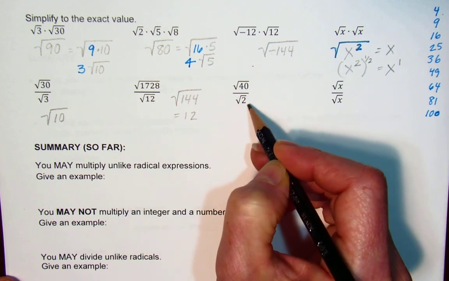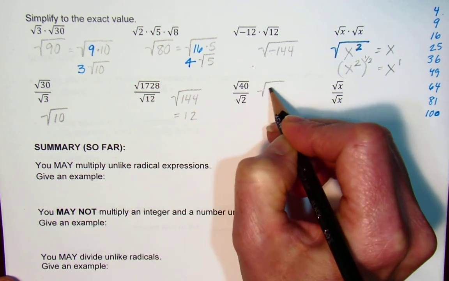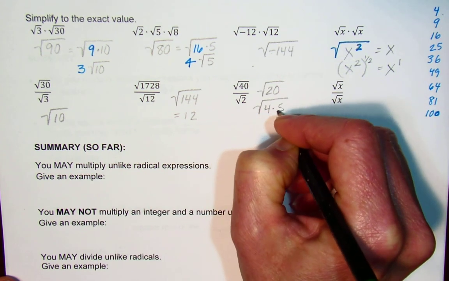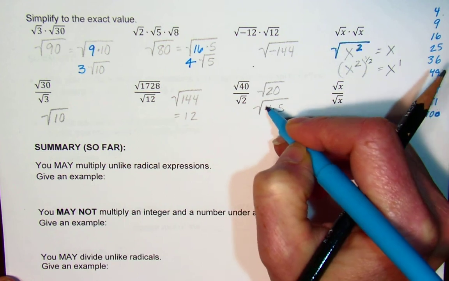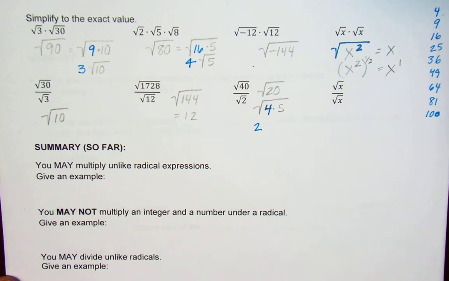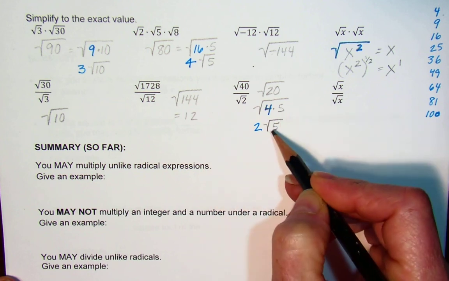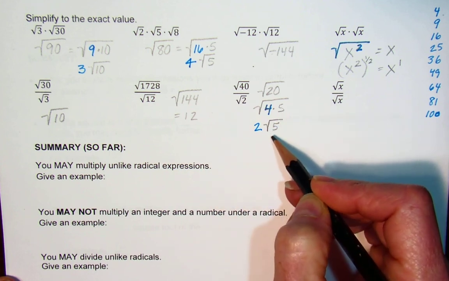The square root of 40 divided by the square root of 2 is the square root of 20. We recognize this as 4 times 5. Of course, 4 is the perfect square. The square root of 4 is 2. We still have root 5. We don't turn this into a decimal. We're looking for exact values here.